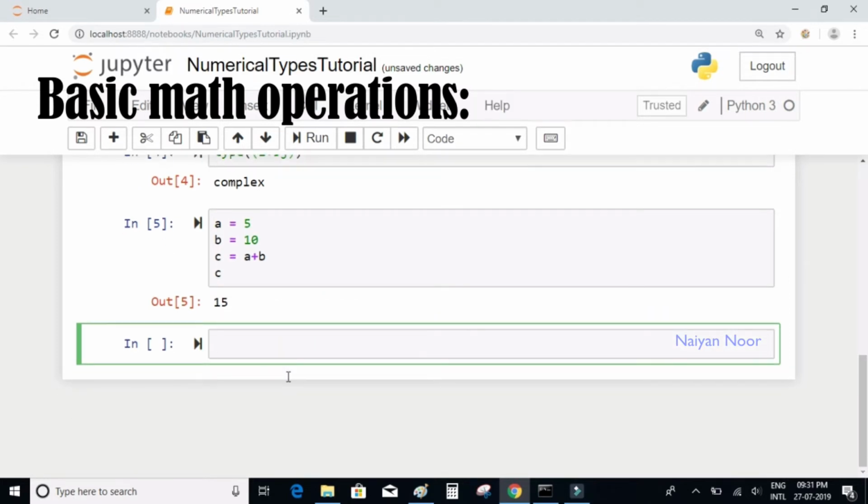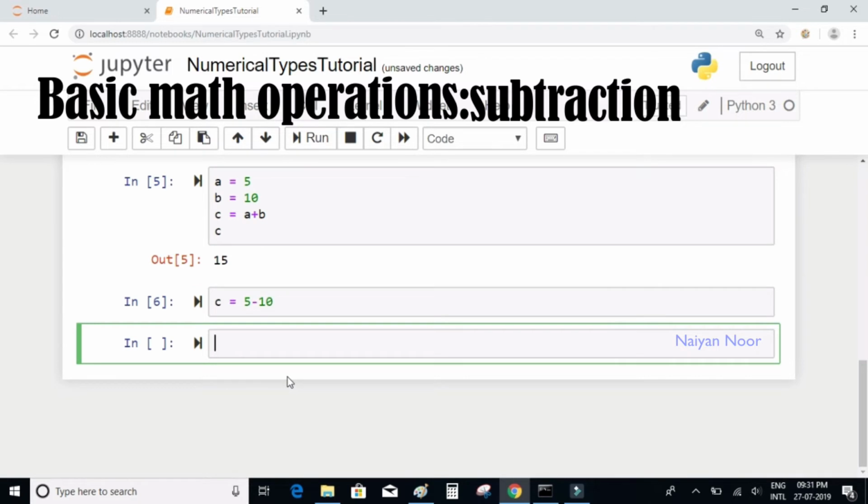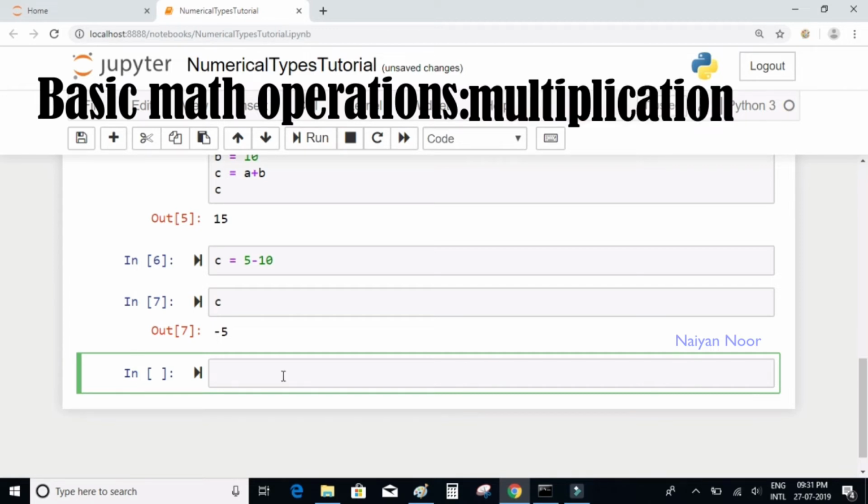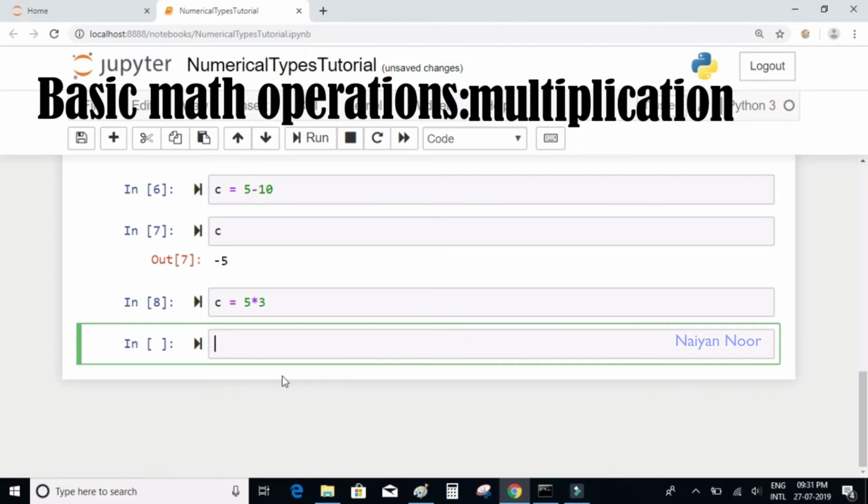So let us try subtraction. C equal to 5 minus 10. So the answer will be equal to -5. If we print the value of c, it is equal to -5. Now let's check the multiplication as well. c equal to 5 multiplied by 3, which should be equal to 15.